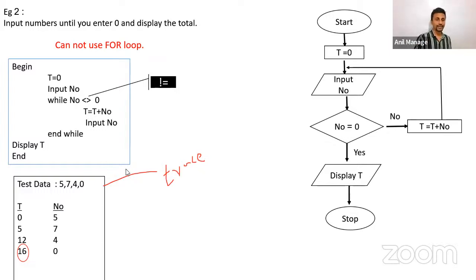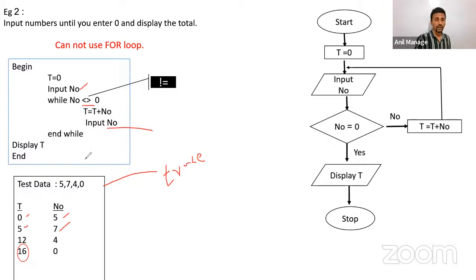So here I am taking test data. At the beginning t equals 0, and I put t as 0. When it says input number, you give 5. 5 is not equal to 0, yes. It will be added to t, so t equals 0 plus number, and your total will be 5. Then when it says input number again, you input 7. 7 is not equal to 0, yes, it will be added to the total.